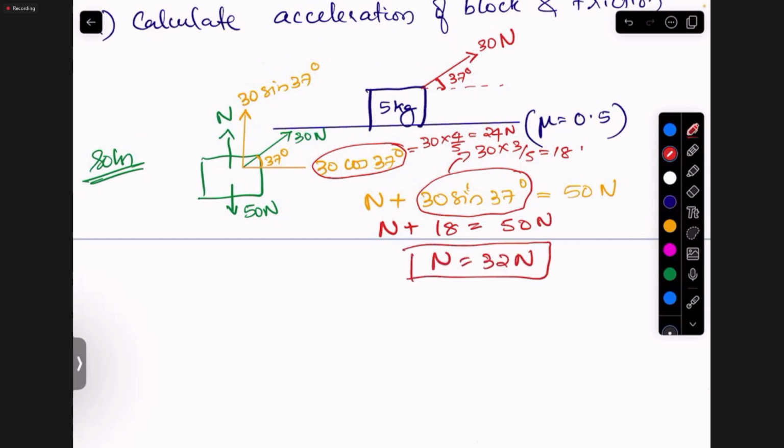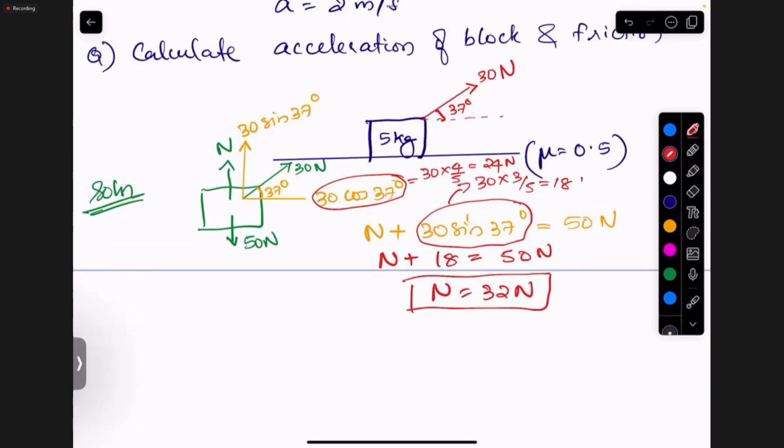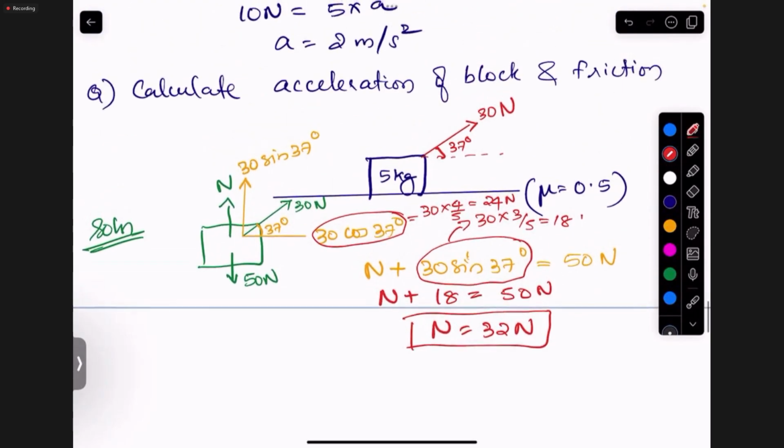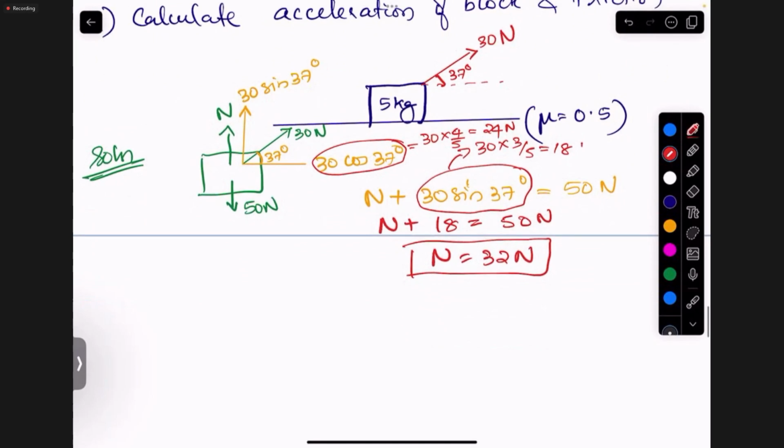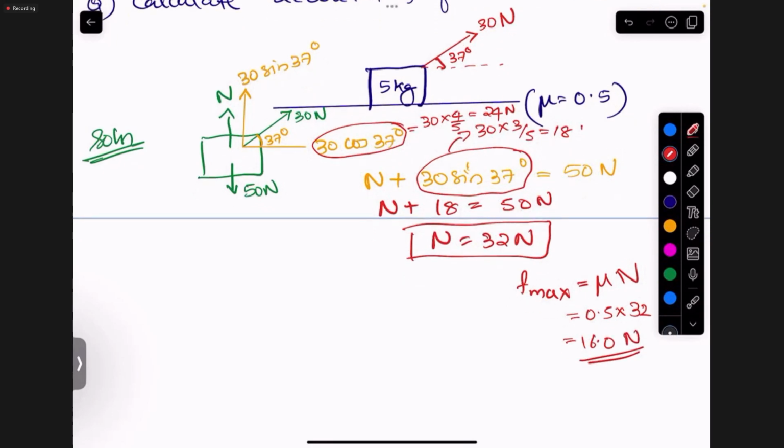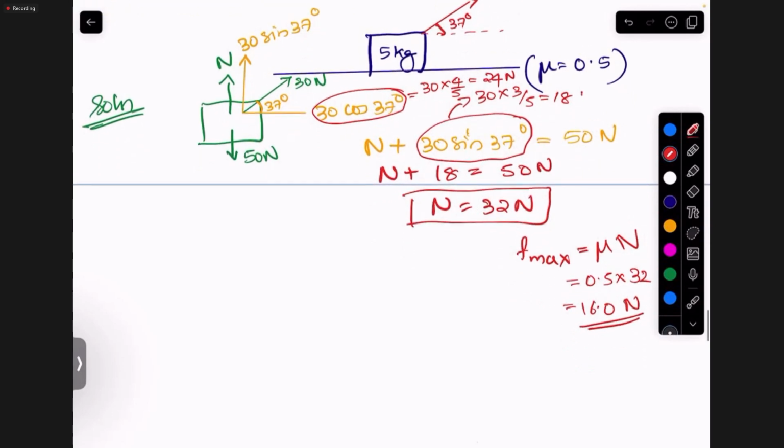So you found the normal reaction. Now what will you do? You want to calculate the friction and acceleration of the block, right? So we will calculate limiting friction first. What is the limiting friction over here? Mu N. So what is mu? 0.5. What is N? 32. So that is equal to 16 Newton. So 16 Newton is here. And what is the horizontal force over here? That is 24 Newton, right?